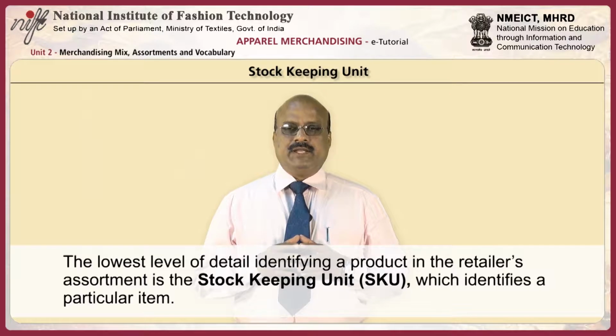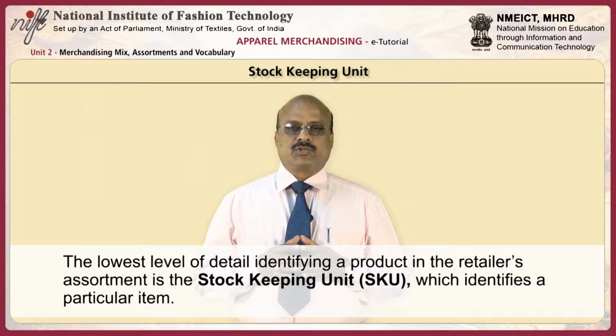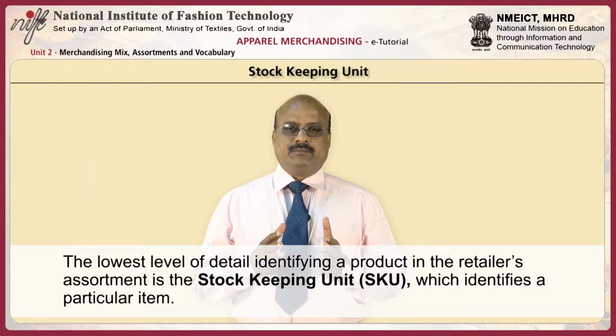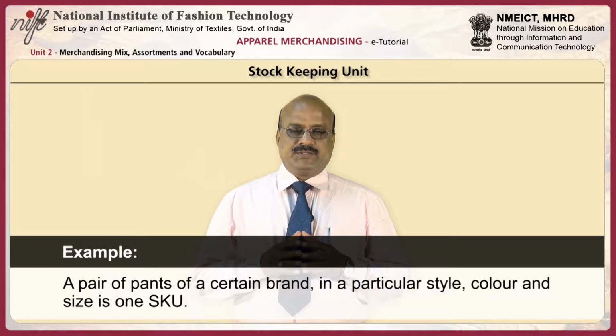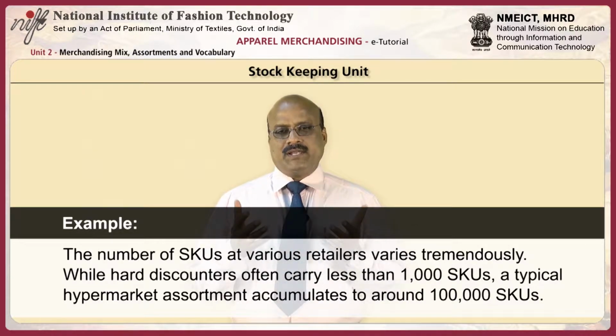The lowest level of detail identifying a product in the retailer's assortment is the stock keeping unit, SKU, which identifies a particular item. For example, a pair of pants of a certain brand in a particular style, color and size is one SKU. The number of SKUs at various retailers varies tremendously. While hard discounters often carry less than 1000 SKUs, a typical hypermarket assortment accumulates to around 100,000 SKUs.